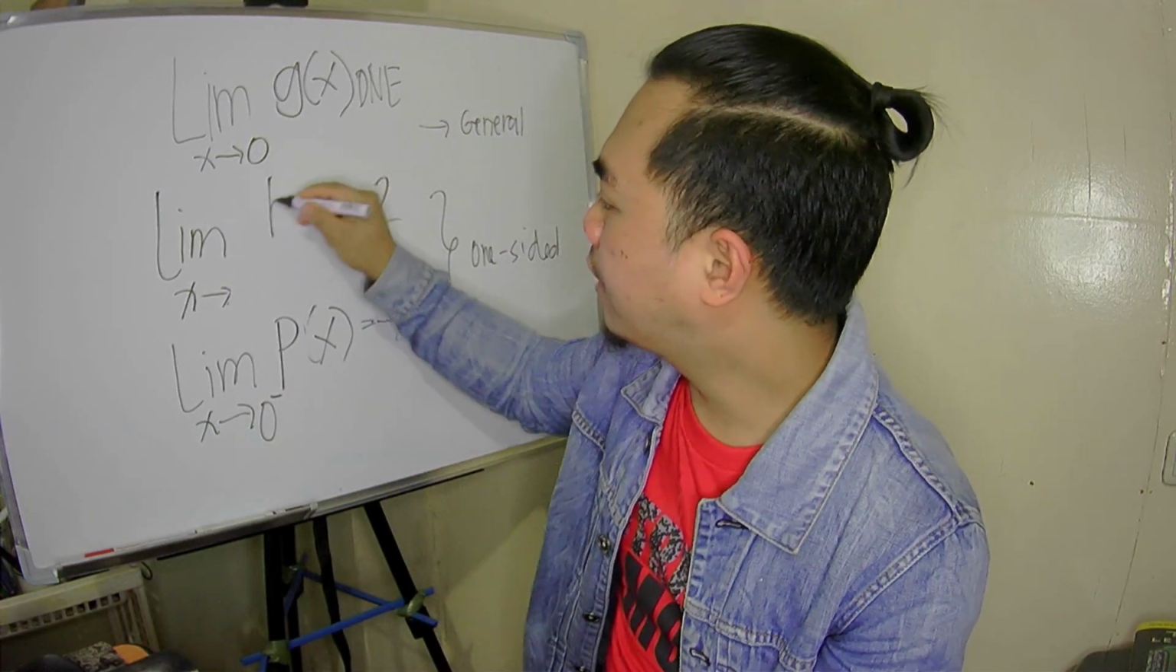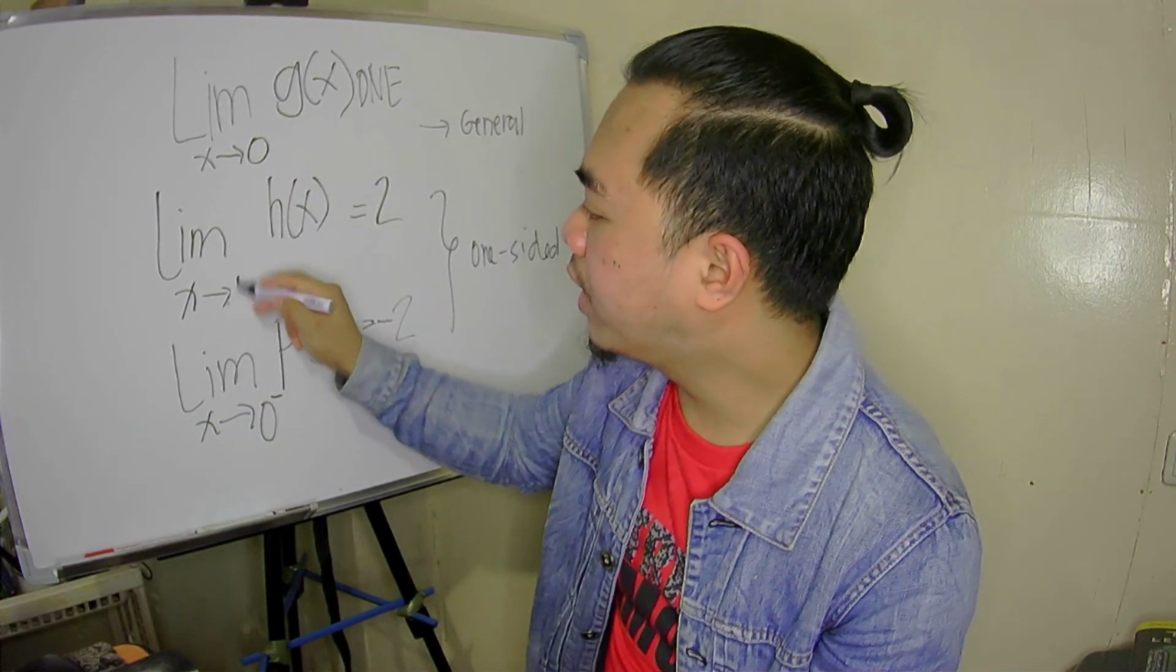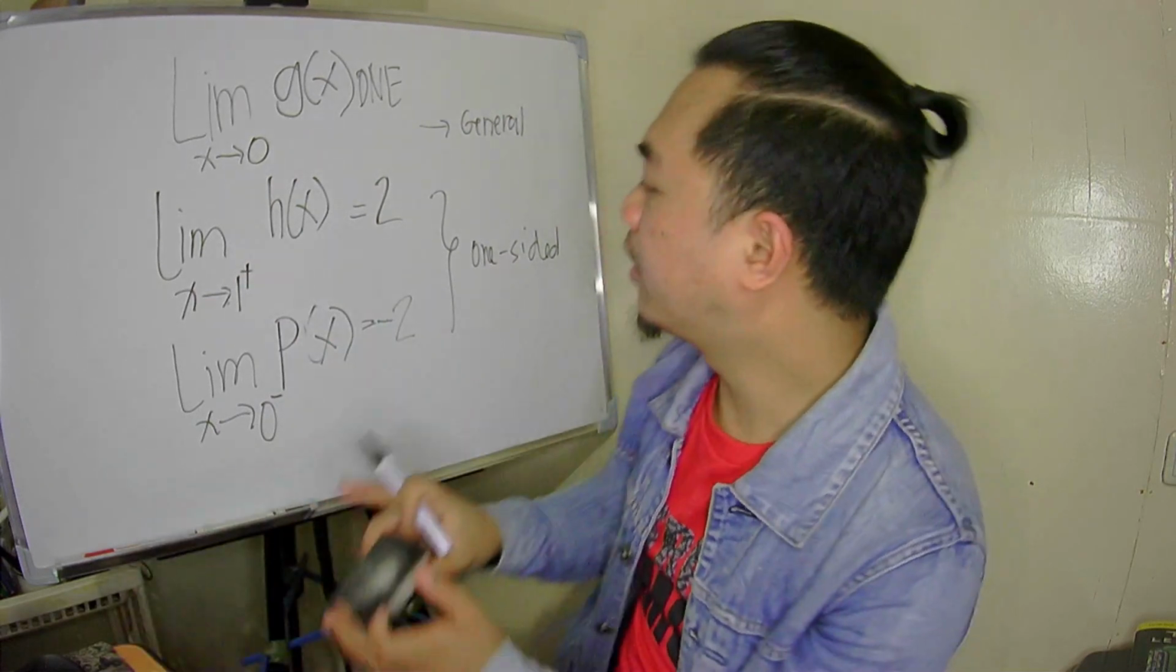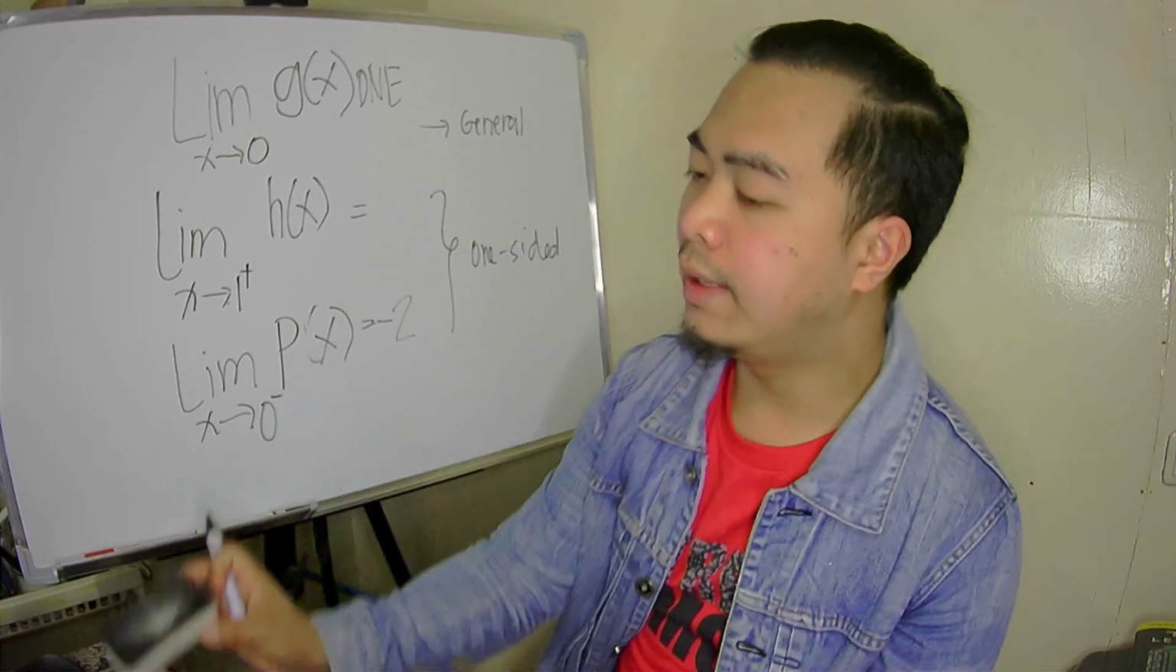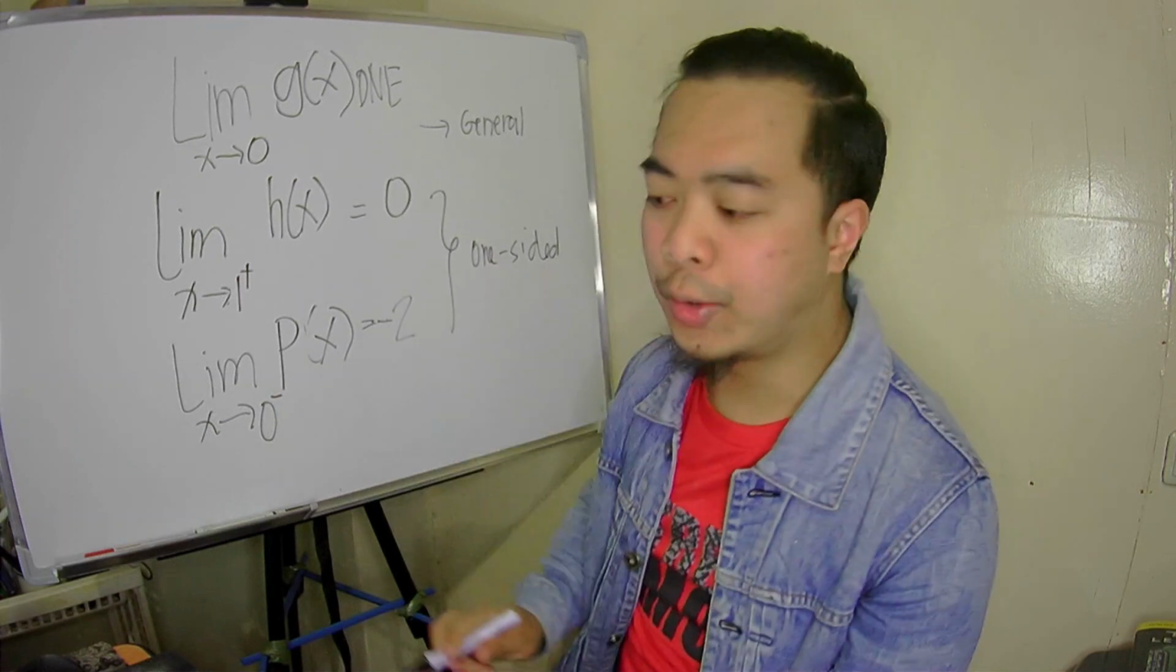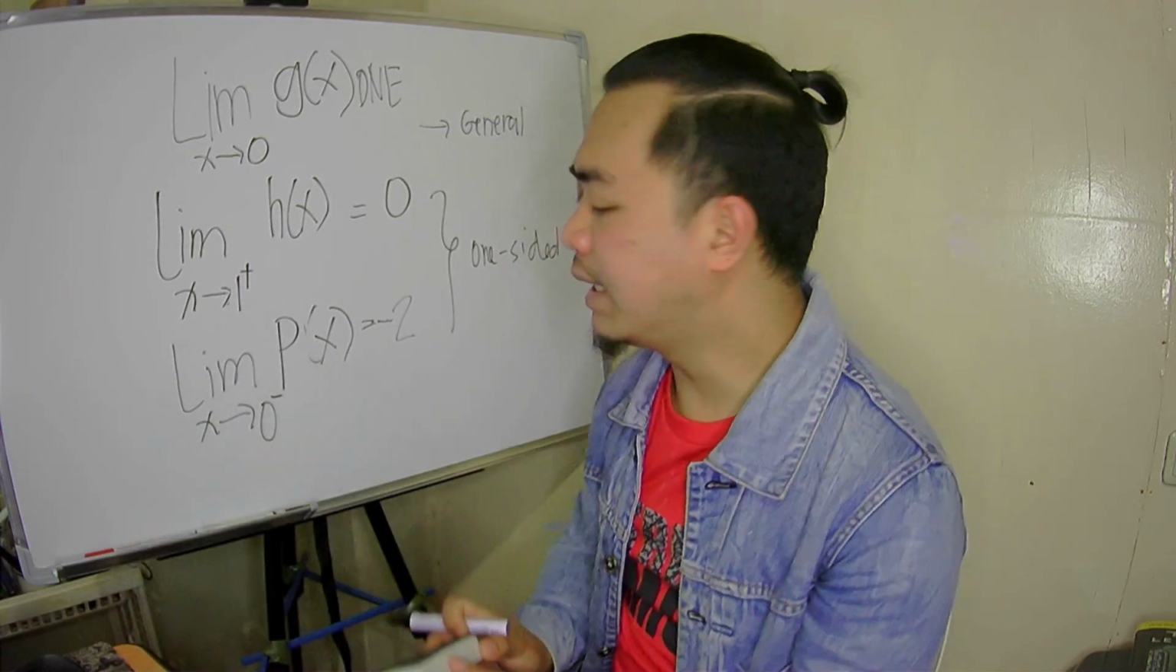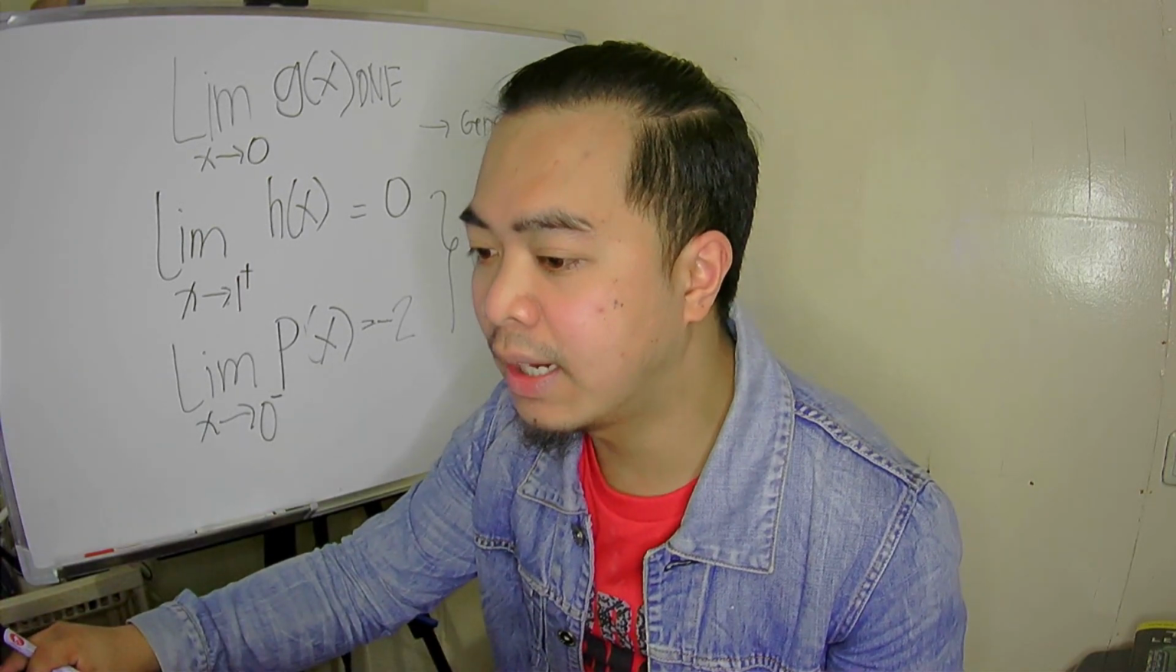Ang function natin ay h of x. X is approaching 1 from the right. It's approaching a particular limit at yun ay 0. Pero nakita natin kanina, nakita ba natin? Nakita na lang natin.